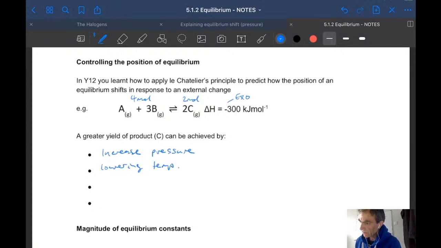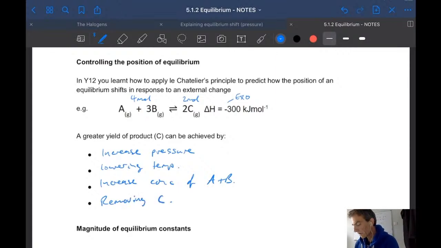What could you do with concentrations? If you wanted to push the equilibrium over to the right, you could increase the concentrations of A and B. Increasing the concentration of the reactants will force the equilibrium over to the right. Or you could lower the concentration of the product, and that would force the equilibrium over to the right as well, to replace it. So removing C, the product, or lowering the concentration of C, you could say.